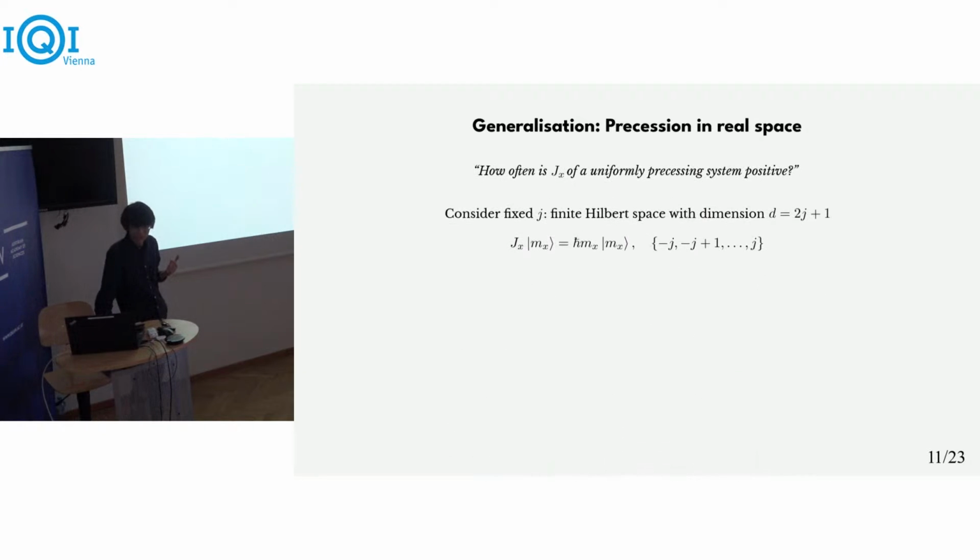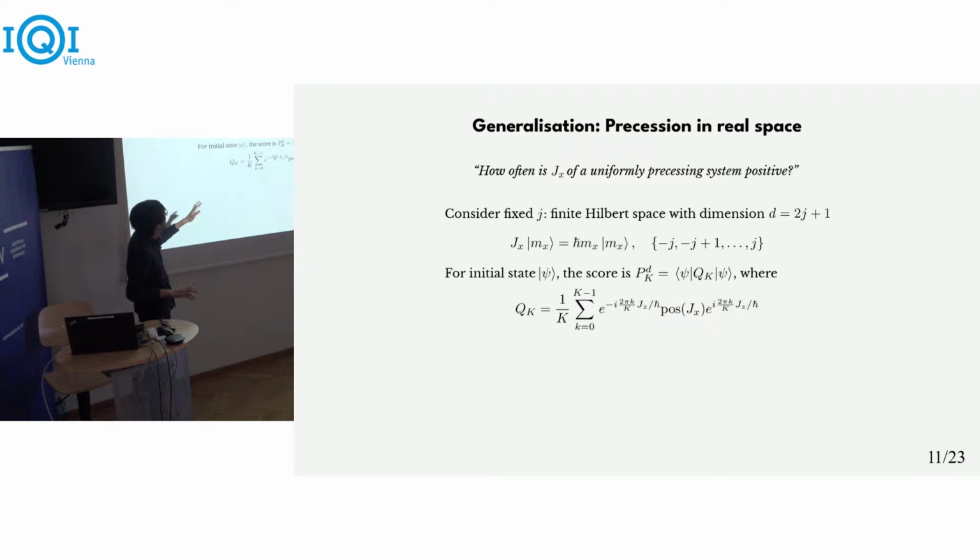So we can consider a fixed value of j, because every angular momentum system you can write as a direct sum. So it's sufficient to just look at each value of j at once, and each value of j gives you a finite Hilbert space. If you have some initial state, then the quantum score is actually just some expectation value of an observable, and you can write this observable like this.